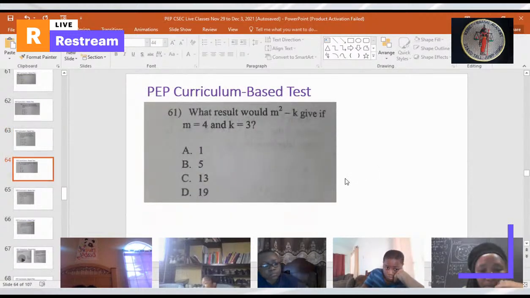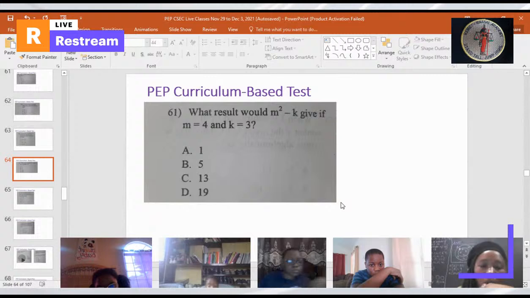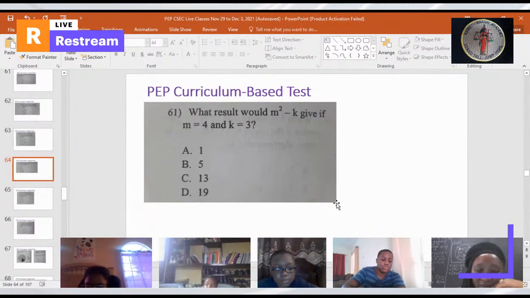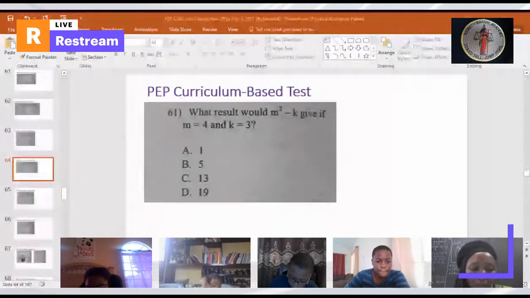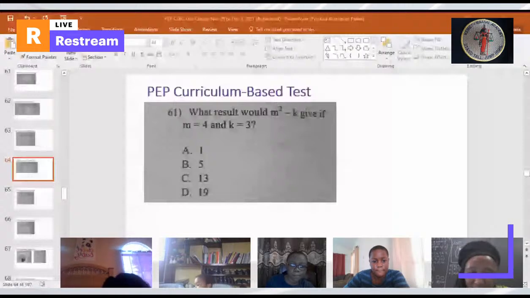So what result would m squared minus k give if m is 4 and k is 3? Number 61. What result would m squared minus k give if m equals 4 and k is equal to 3? Where m is 4, so m squared minus 3. What would be the result for 61? Remember to write the number that you're answering, please.